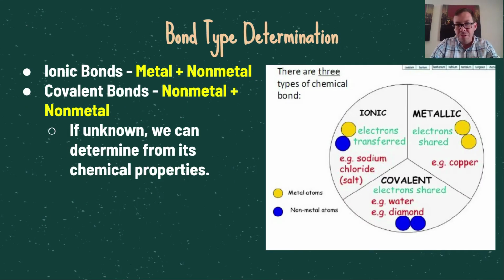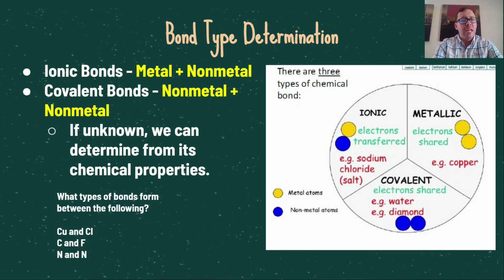Now, an easier way to determine bond type, specifically between ionic bonds and covalent bonds, is looking at what constituent atoms they are made of. So, for example, most ionic bonds you find are going to be metals and nonmetals that are bonded together, while covalent bonds are going to be nonmetals and nonmetals bonded together. So if it's unknown, let's say we can't determine the type of bond that is present, we can actually determine it from its chemical properties, which we'll dive into when we start talking about types of solids a little bit later on in this unit. But the big thing to take home here is that we can differentiate ionic and covalent bonds based on the constituent atoms that they are made of. Metals and nonmetals make up ionic bonds, while covalent bonds are typically solely just nonmetals and nonmetals.